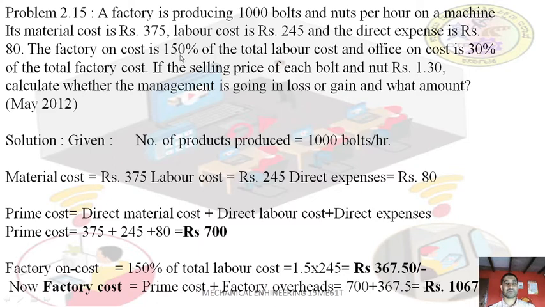It is 150% of the total labor cost. So the factory overhead is 150% of the total labor cost, and the labor cost given is 245. The office on cost is 30% of the total factory cost. If the selling price of each bolt and nut is rupees 130, so the selling price is also given.